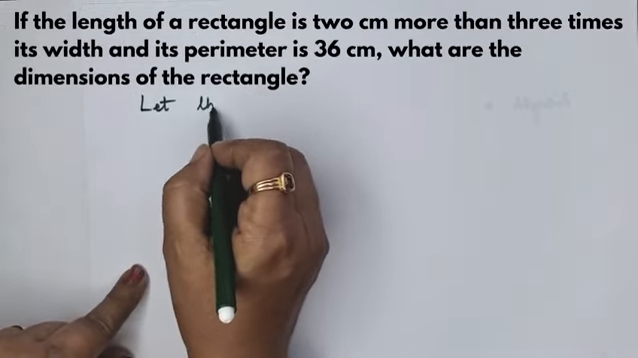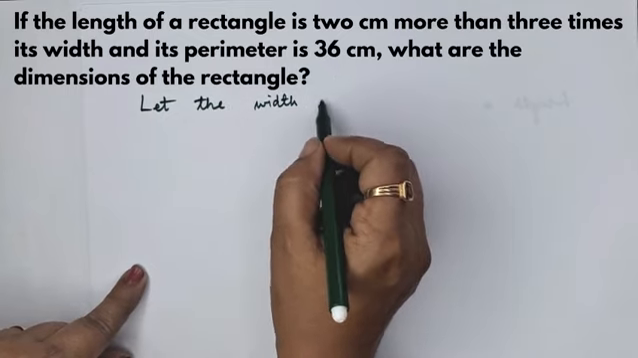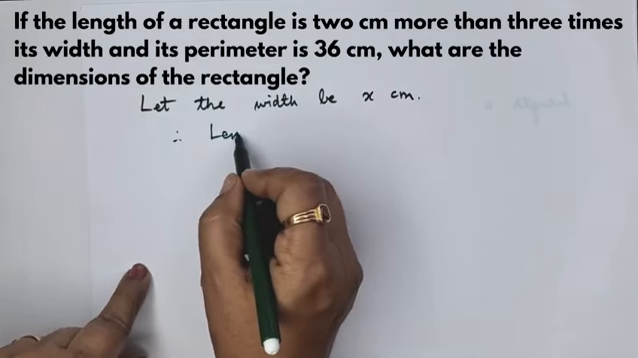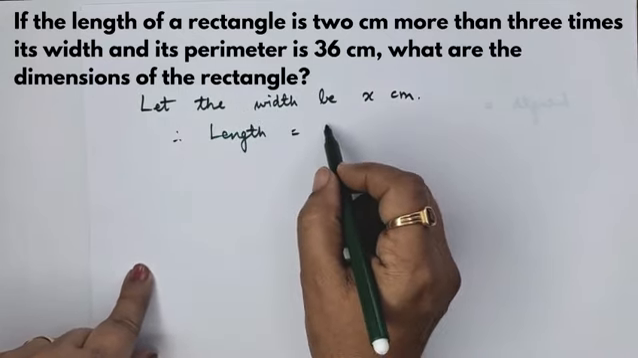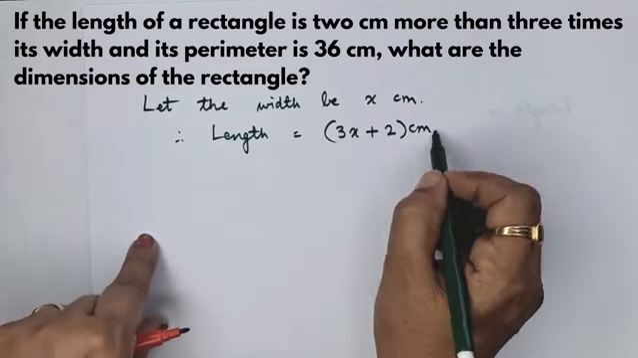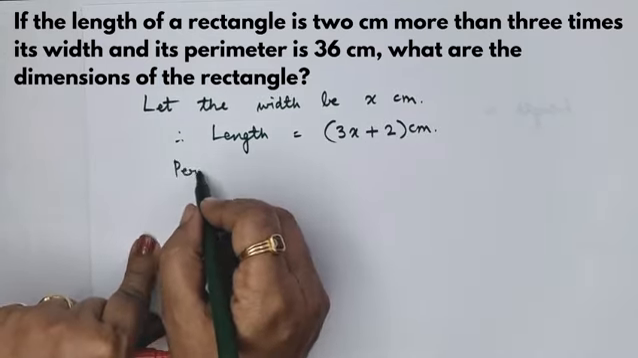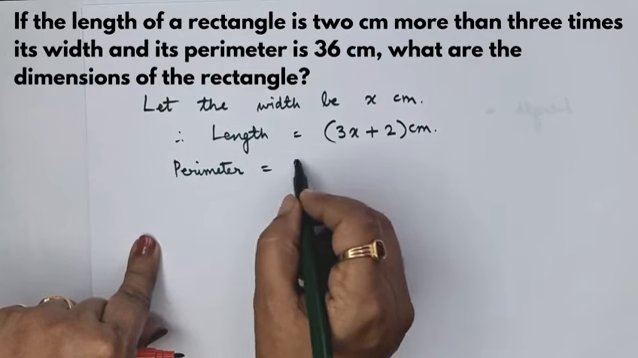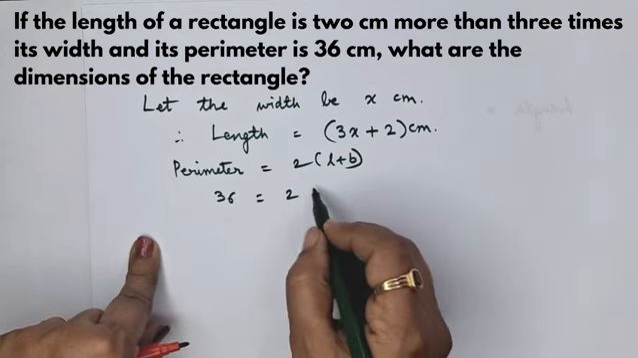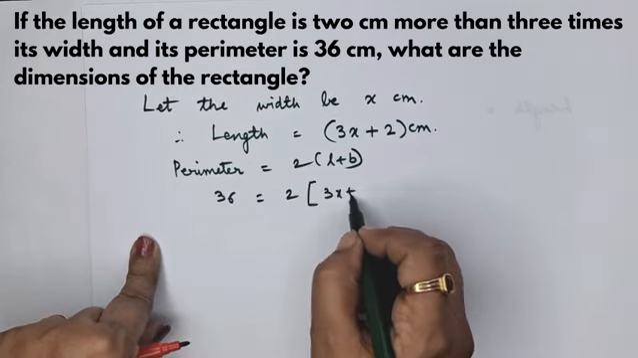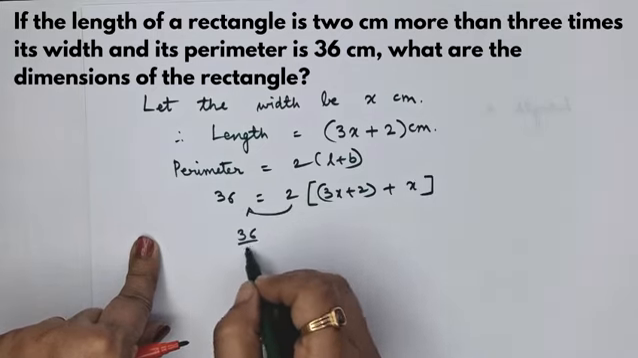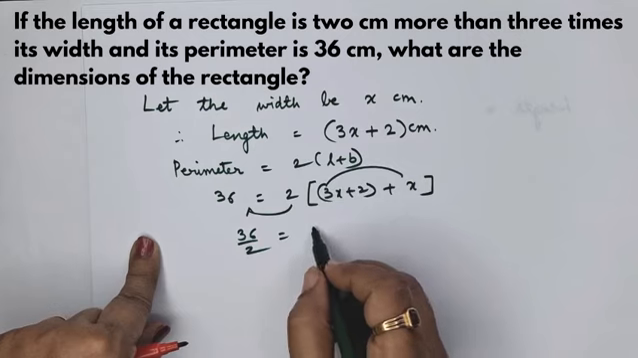Now we solve a similar question. Let the width of this rectangle be x centimeter. Therefore, length will be 2 more than 3x, means 3x plus 2. Now, perimeter of a rectangle is equal to 2 into (L plus B). Let us write this formula. Now, perimeter is given 36 and therefore putting the values of length and breadth we get this equation. Let us solve it further.